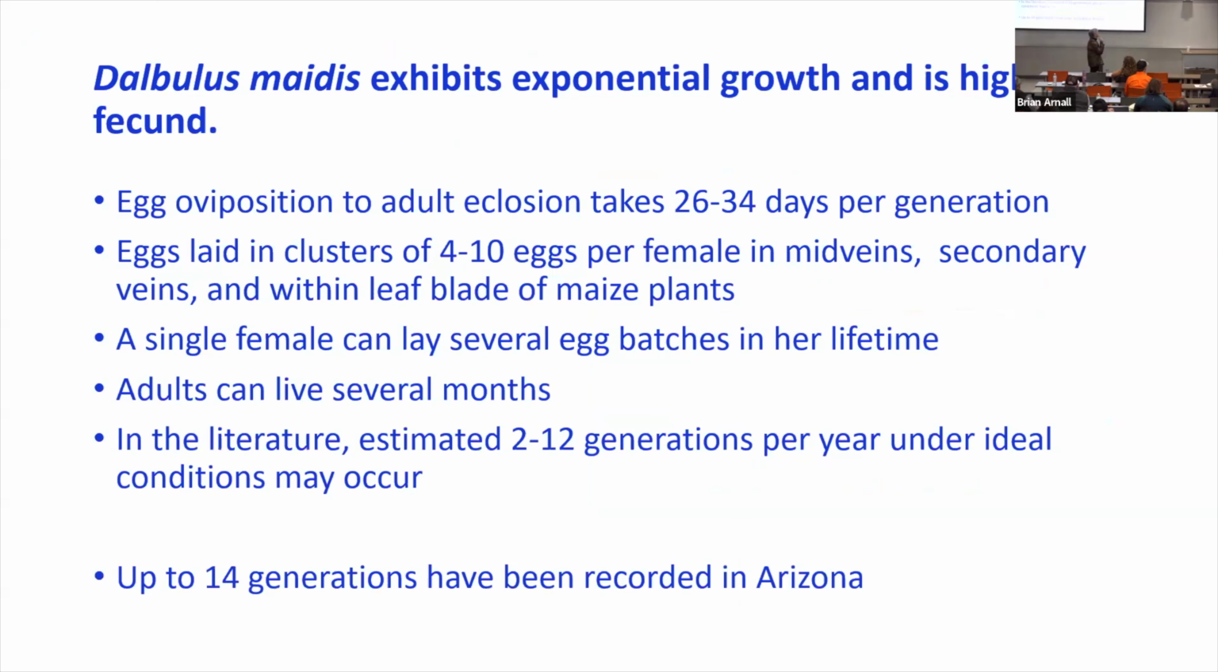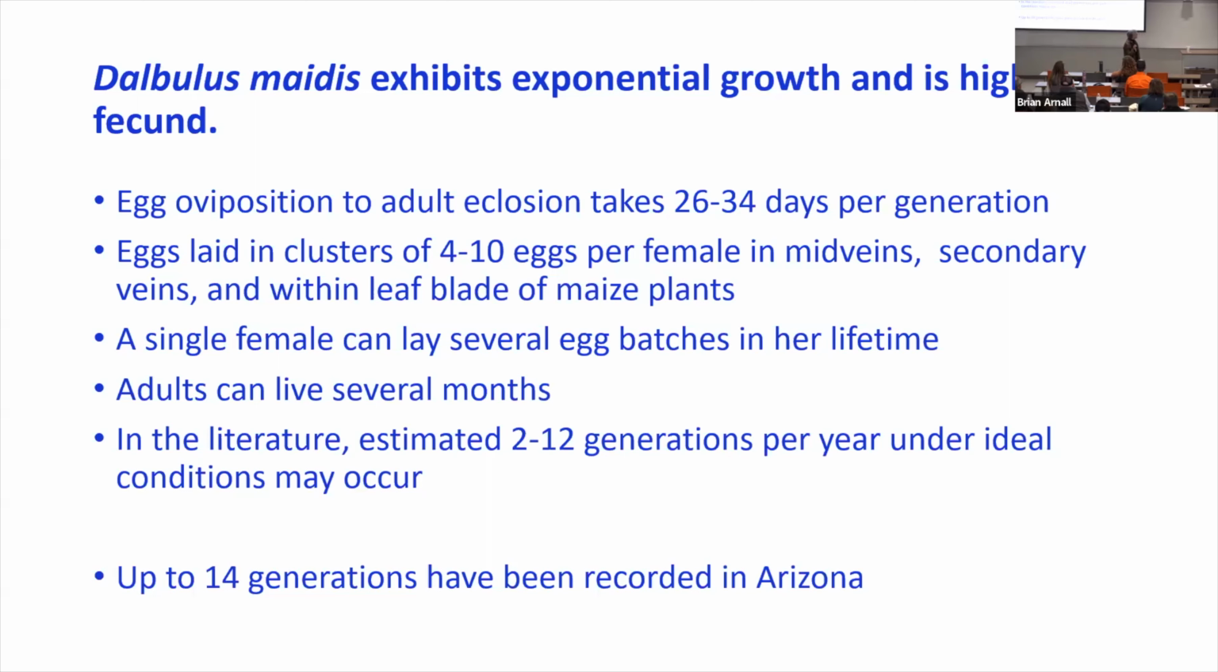Okay, Dalbulus exhibits exponential growth. That means one hopper who's fertilized, if it's a female, can lay some eggs, and then that population will grow rapidly. Not as fast as aphids, because those are clonal, but they will replicate and reproduce very quickly. Egg oviposition to adult takes 25 to 35 days per generation. They lay eggs in clusters of 4 to 10. That number changes depending upon who you talk to. A single female can lay several batches of eggs throughout her lifetime, and that lifetime might be several months.